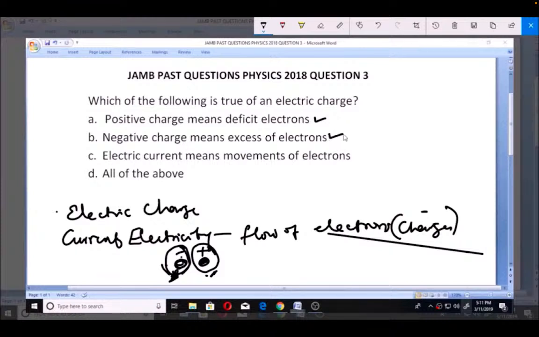So this is true. Now, electric current is the movement of electrons. From this other definition, this is true. So all of the above should be the general answer that is true. So that makes it the answer to the question.